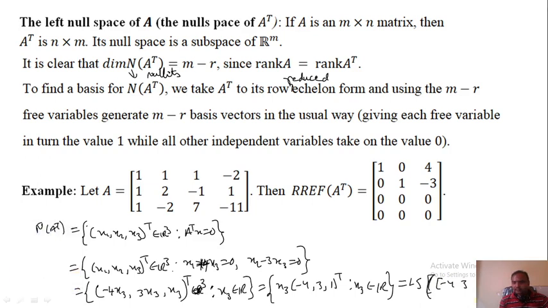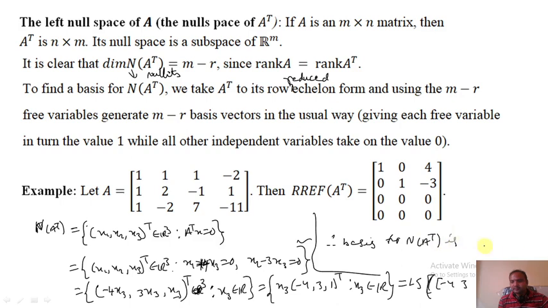Therefore, the basis is this. This is the null space of A transpose. What is the basis for the null space of A transpose? Minus 4, 3, 1. This is the one. Okay.